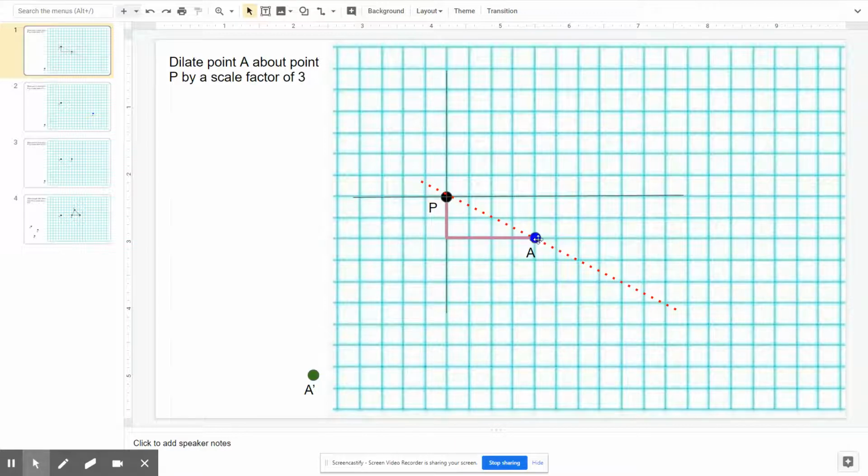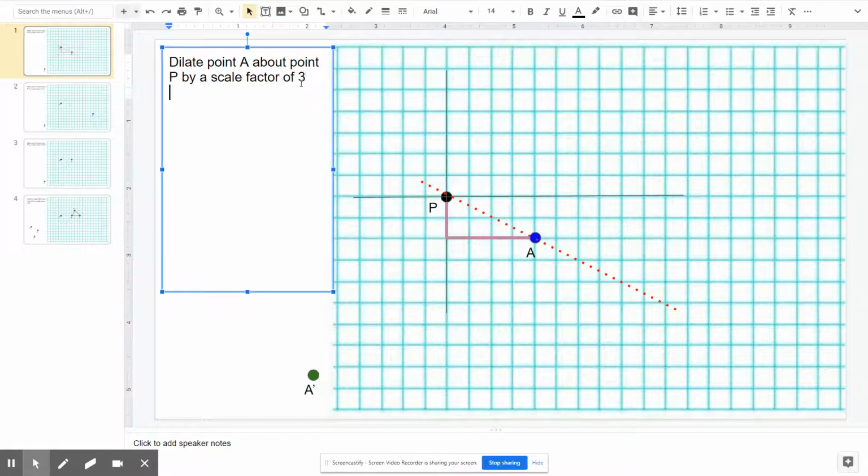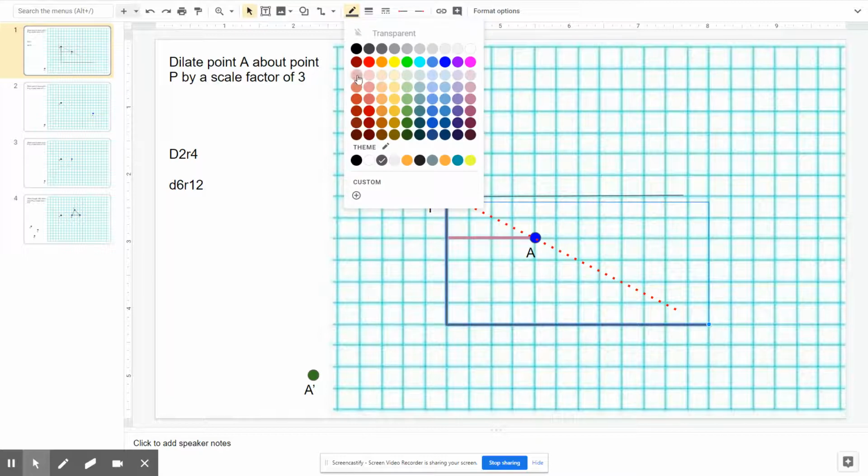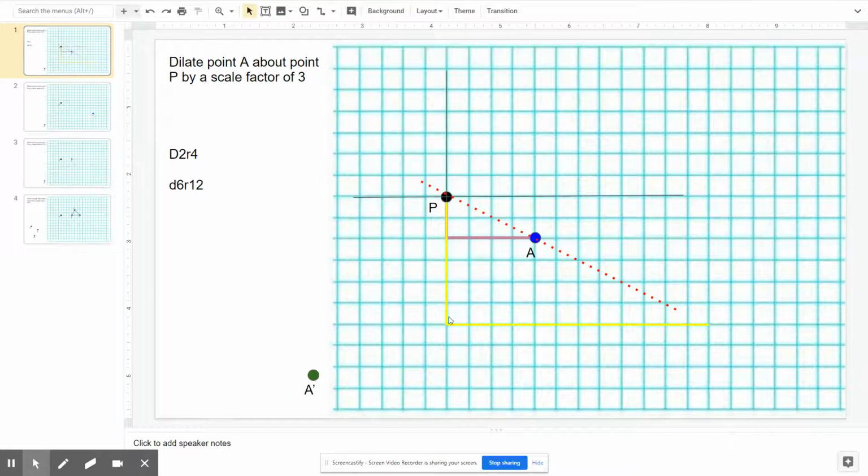So if I multiply 2 by 3, let me go over here and hit some enters. It went down 2, right 4. So I multiply each of those by 3: down, 2 times 3 is 6, and right, 4 times 3 is 12. So down 6, right 12, and I'm going to do my little line connectors again. Down 6, 1, 2, 3, 4, 5, 6, and right 12, 1, 2, 3, 4, 5, 6, 7, 8, 9, 10, 11, 12. So it'll put me right there. I'm going to change my line color again so you can see it. Let's make that a lovely yellow.